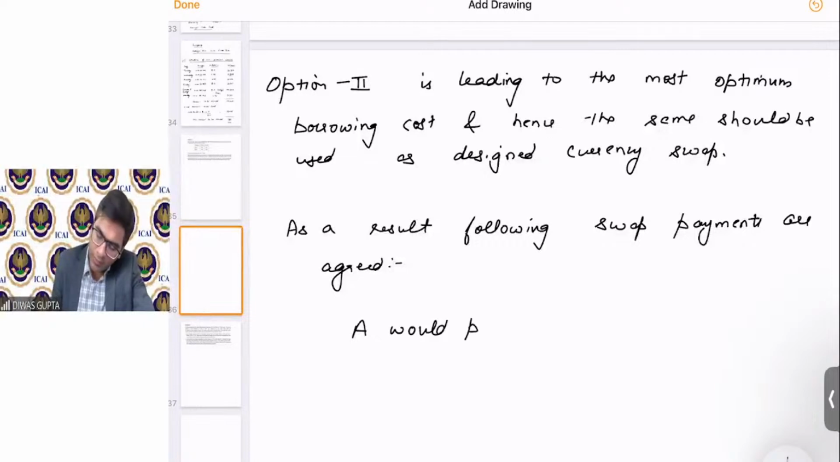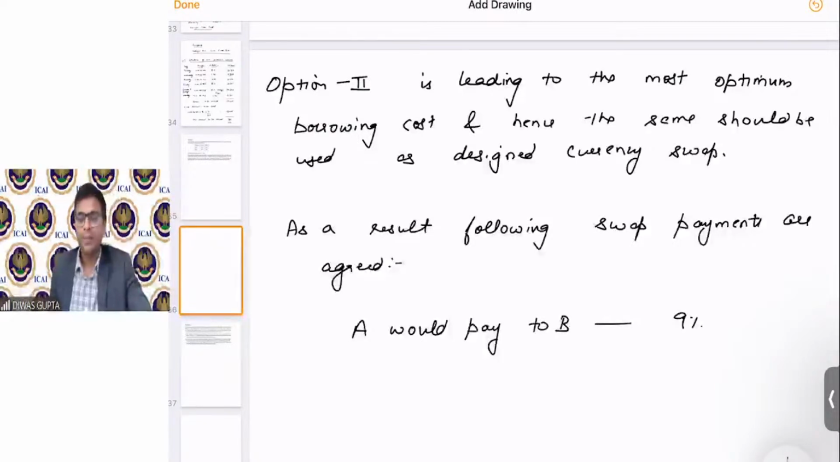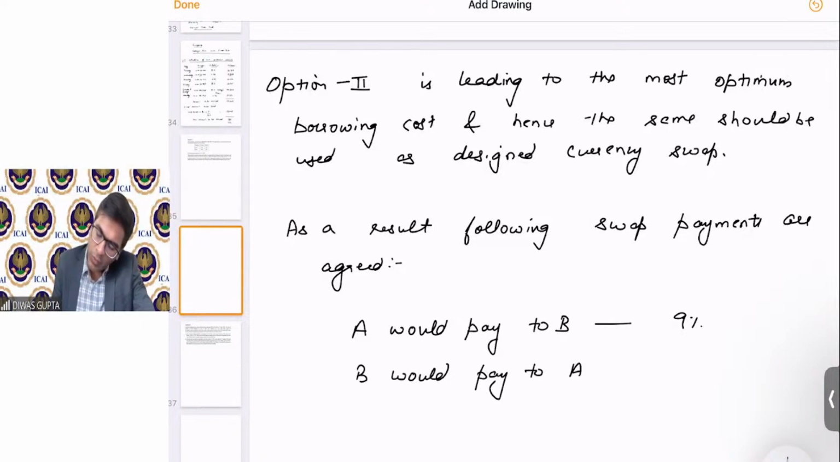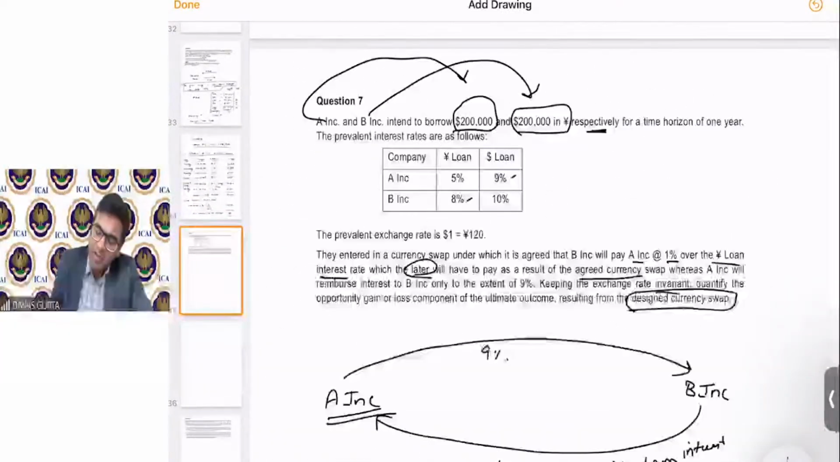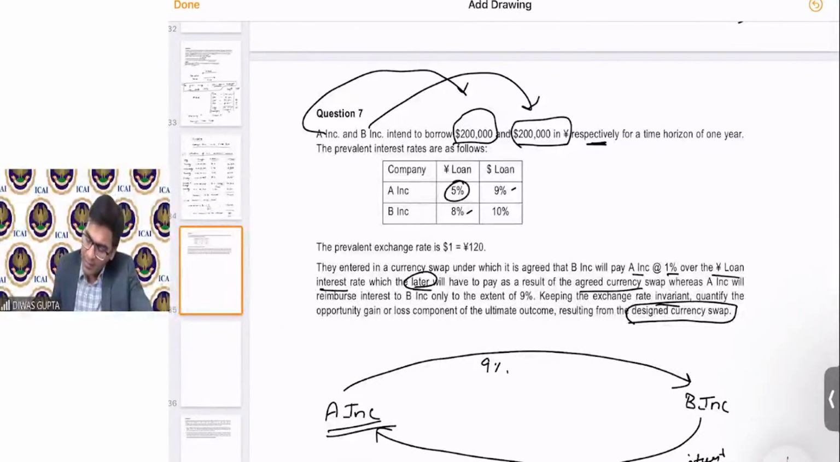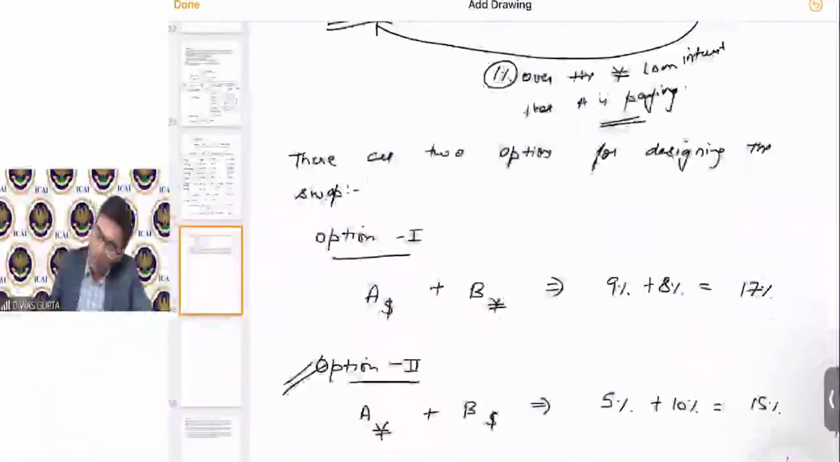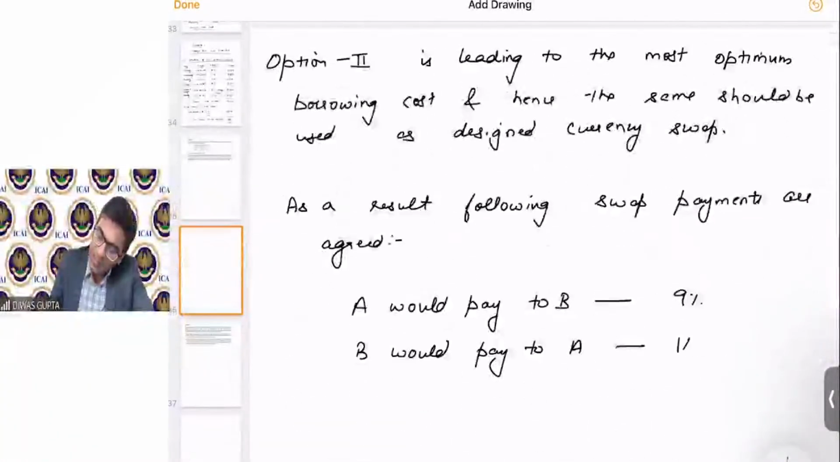A would pay to B. How much? That is given as 9%. B would pay to A. How much? What is A supposed to pay on yen loan? 5%. B is supposed to pay 1% over and above 5%. So B will pay 1% plus 5% is equal to 6%, students.